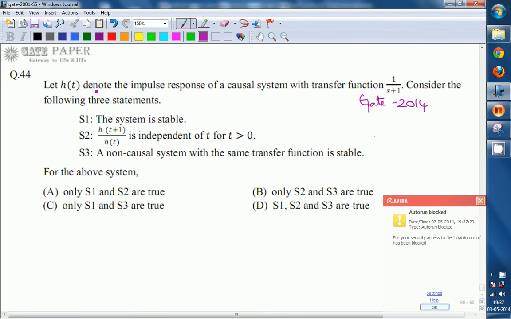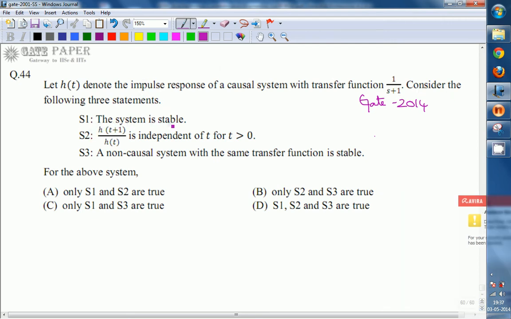Let h of t denote the impulse response of a causal system with the transfer function 1 by s plus 1. Consider the following three statements. S1: the system is stable. S2: h of t plus 1 divided by h of t is independent of t for t greater than 0. And S3: a non-causal system with the same transfer function is stable. For the above system, we need to decide which statements are true.